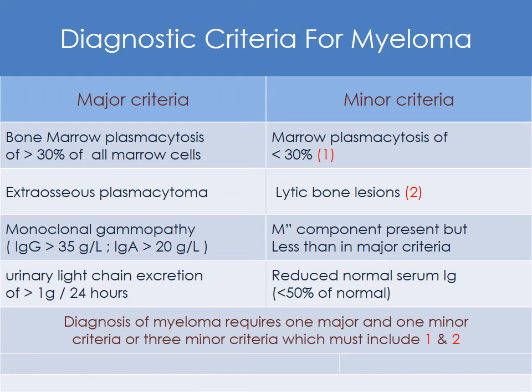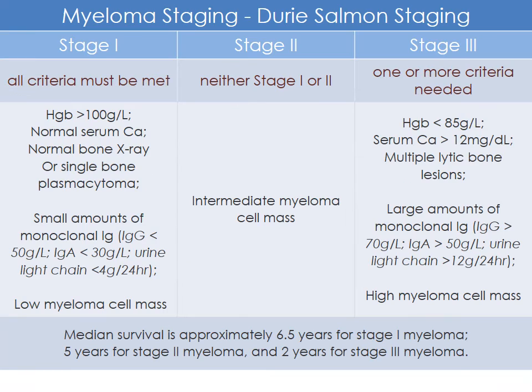In minor criteria, the plasmacytosis is less than 30%. You can have either lytic bone lesions or M component is present or reduced serum immunoglobulin. So the diagnostic criteria should fulfill one major and one minor or three minor categories. The staging of myeloma is done by Durie-Salmon. It is called Durie-Salmon staging.